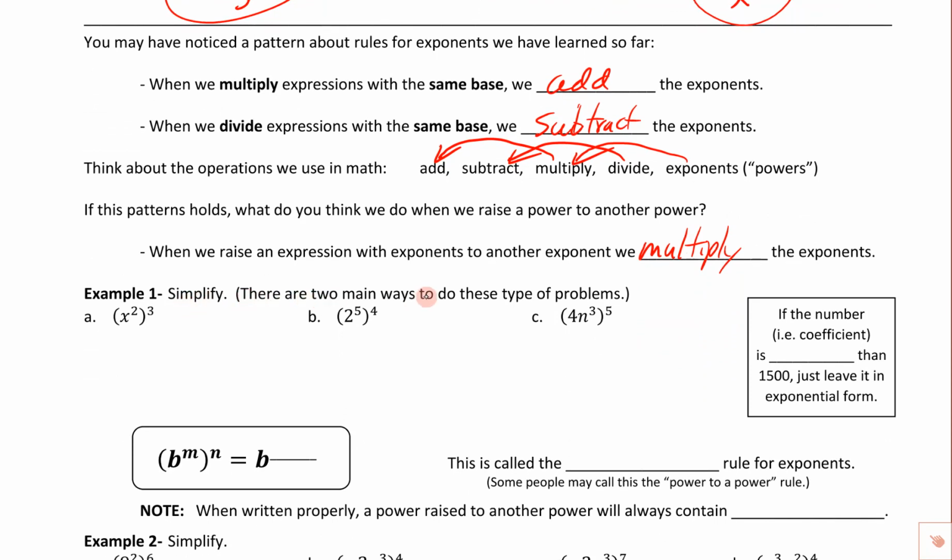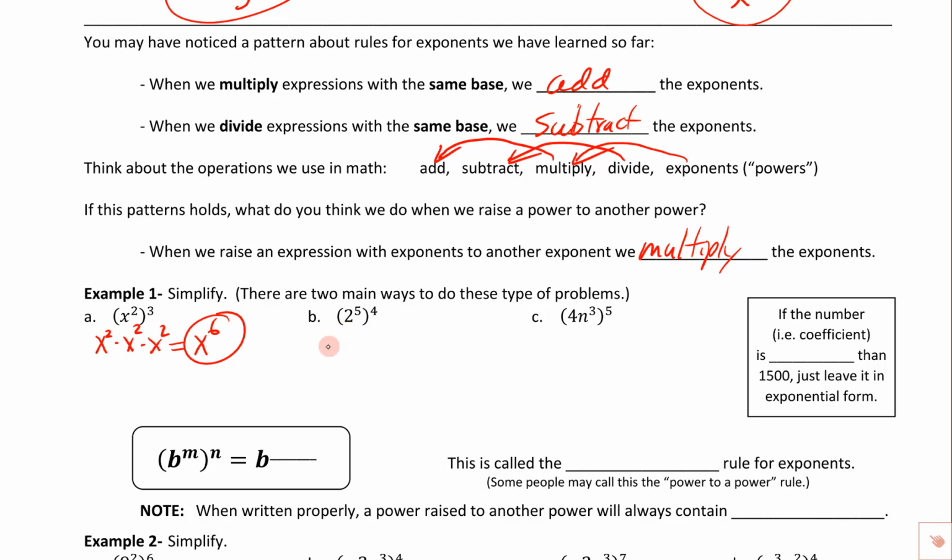It says simplify, and there are 2 main ways of doing these, and I'll talk about both of them. This means x squared raised to the 3rd. So one way to do this is to just write out in expanded form literally what this means. This means we're going to use this as a base 3 times. So this is going to be x squared times x squared times x squared. This now becomes a product rule, so we're going to add the exponents together. So if I've got 2 here and 2 here and 2 here, I have x to the 6th altogether. The short way to do this is just say, hey, if I've got a power raised to another power, I'm going to multiply these exponents together, and I get 2 times 3 is 6.